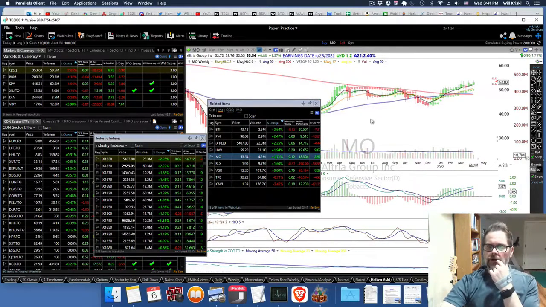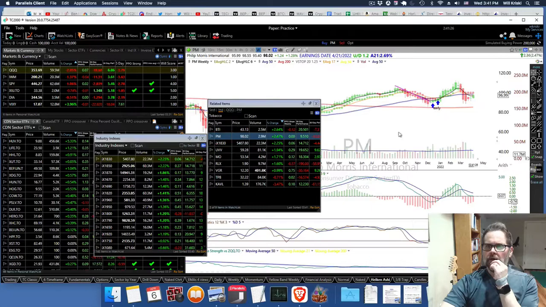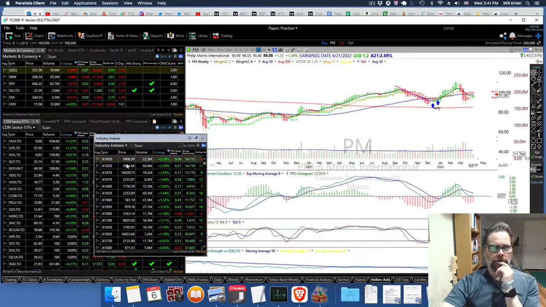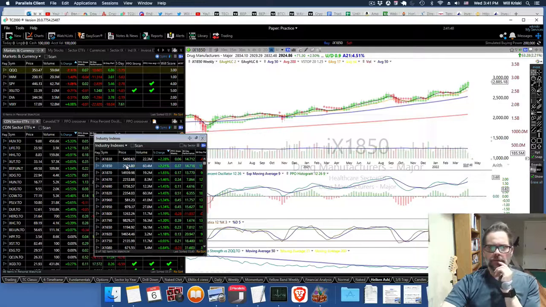That's a really nice chart. Philip Morris. Not perfect right now, but there is a bit of a low here, and it's coming up from there. And the momentum is slightly curling up a bit. But you can drill down into the stocks within that industry index.